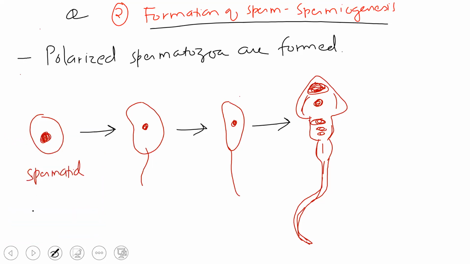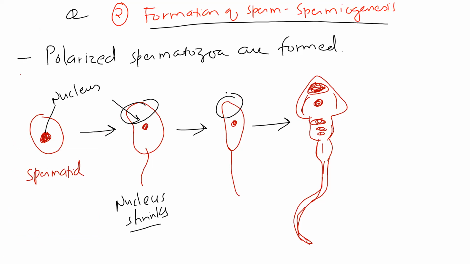Now here if you see, the nucleus starts to shrink. As you know, this is the nucleus, and now if you look at it, it has started to shrink. Then there is formation of the acrosome. So this part will start to form. This is what we call the acrosome, which we'll talk about in sperm structure. The front part.